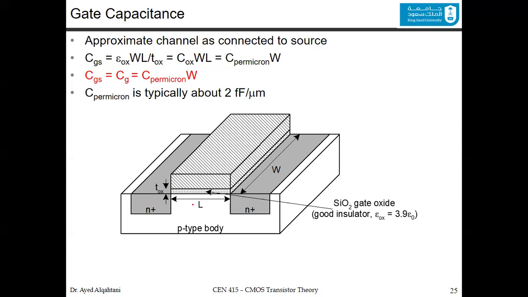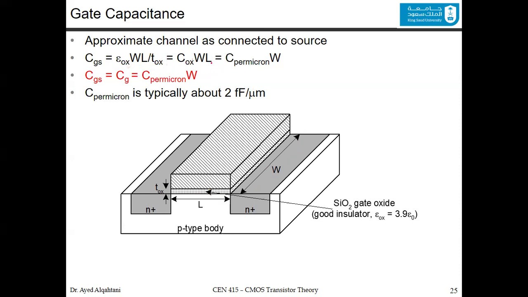Here we will say that the gate capacitance approximates the channel as connected to the source. So you have CGS equal to epsilon oxide times the width times the length divided by the thickness of the oxide. We said that epsilon oxide divided by the thickness of the oxide is what we call the capacitance of the oxide. If we multiply it by the dimensions W times L, we have the overall capacitance.